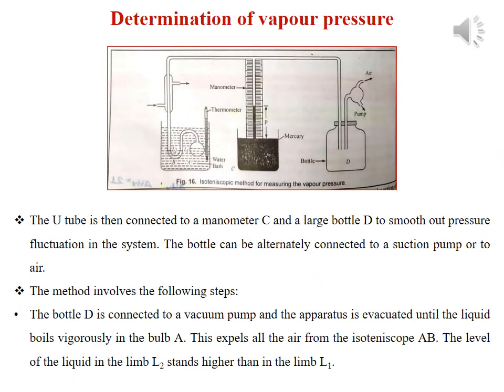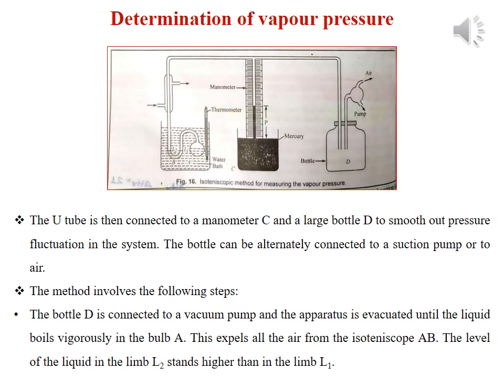In the next step, the U-tube is connected to a manometer C. A manometer is an instrument used to measure atmospheric pressure, and then to a large bottle D, this is the large bottle D, to smooth out any pressure fluctuation present in the system. The bottle can alternatively also be connected to a suction pump or to air to do the same.